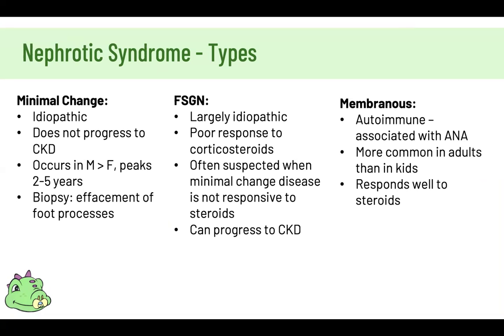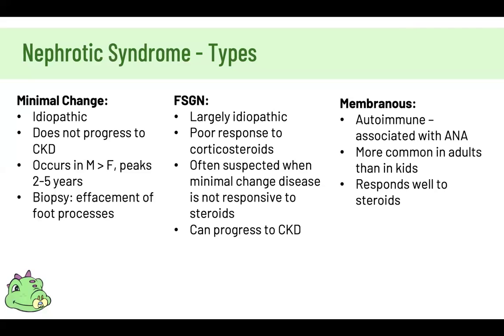The other main two types that you would see would be focal segmental GN. Again, this is largely idiopathic. It has a poor response to corticosteroids. So the main way that this is diagnosed is if nephrotic syndrome is assumed to be minimal change, and they're started on some sort of steroids, but they're not improving. That's when you'd start to consider FSGN. But this isn't particularly common, especially in comparison to minimal change. And the note here is that this can progress to CKD. So this tends to be a bit more damaging than minimal change. And without treatment, it can go on to cause renal damage.